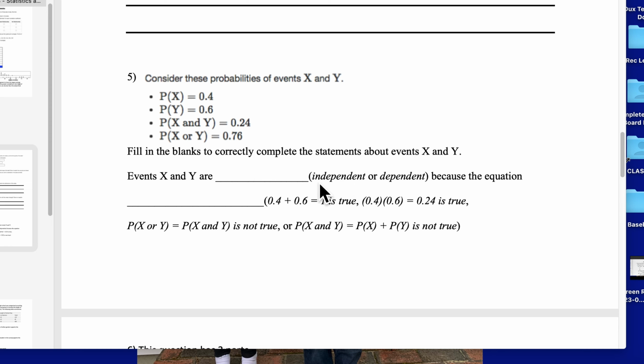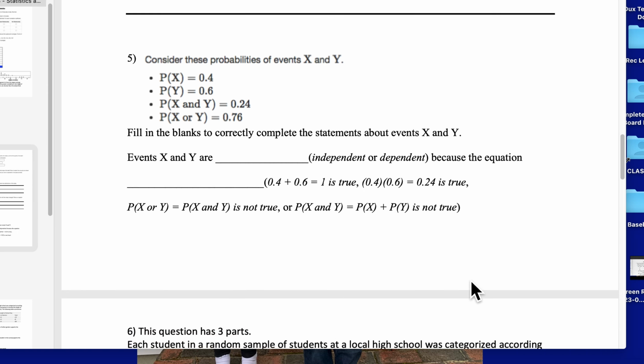So it's independent because, what did we just do here? 0.4 times 0.6 is 0.24. So you'd say independent, and then you'd write down that line. That would be on the MCAS, like a scroll down option. You'd click it, and you'd select the right reason. That's that one.